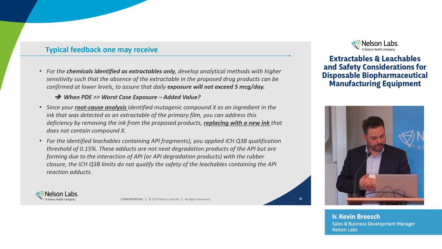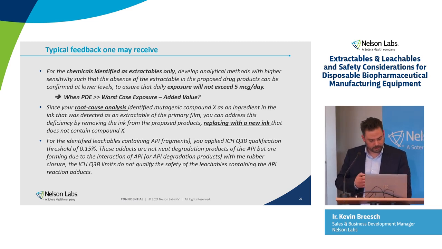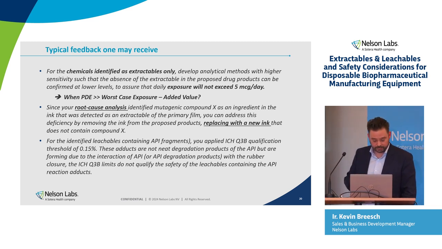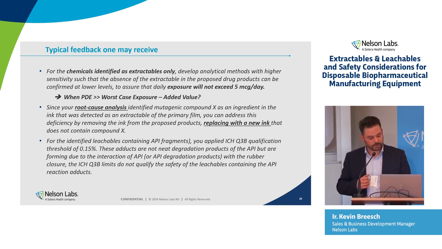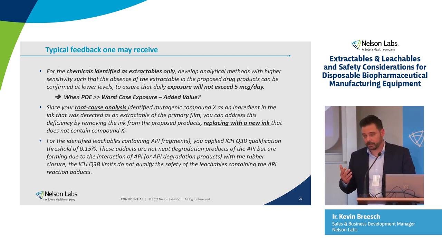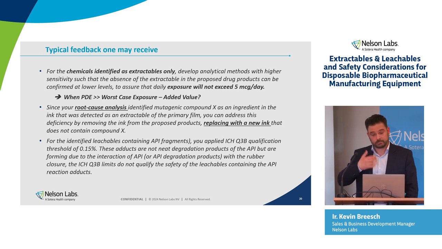Then, since your root cause analysis identified a mutagenic compound X as an ingredient of an ink, in this example of a primary film of a bag, you can address this by removing the ink from the proposed products and replacing it with another one.